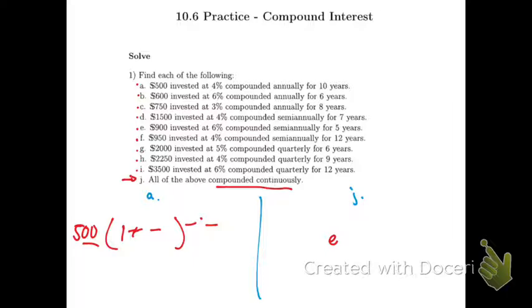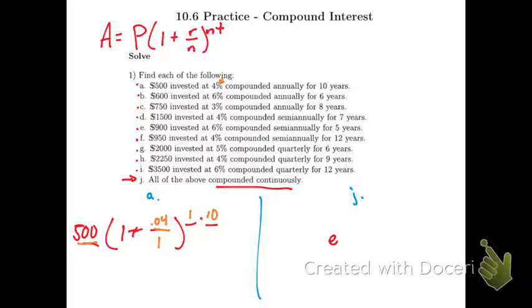Now on this equation, let me start that over. A equals P times parentheses 1 plus r over n, to the nt. Hopefully you remember what those variables stand for. But here we go. Principal already in there. 4% compounded annually. So the rate is 4%, so 0.04. Annually, which means once a year. So that's the n. And then for 10 years, that'd be a 10.